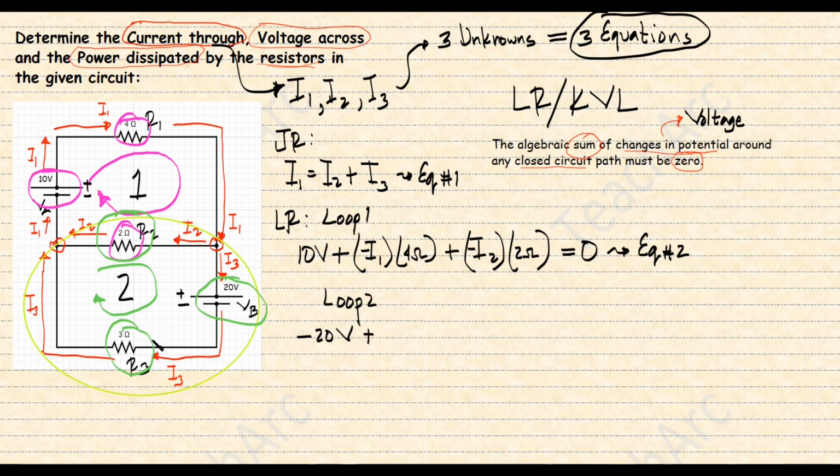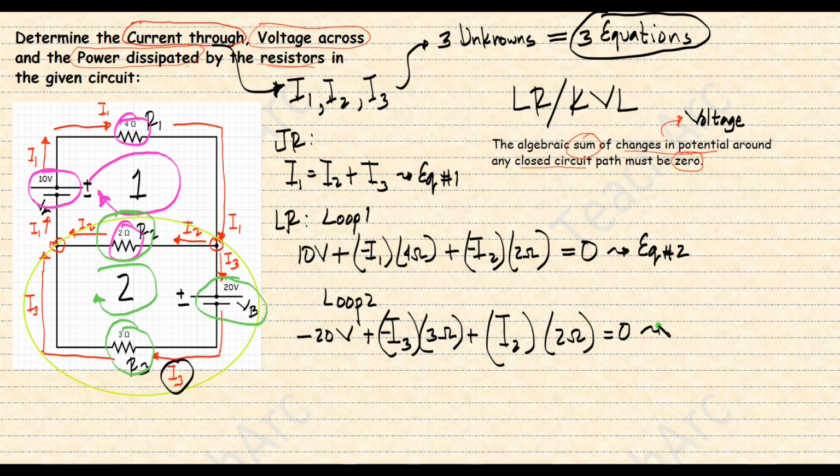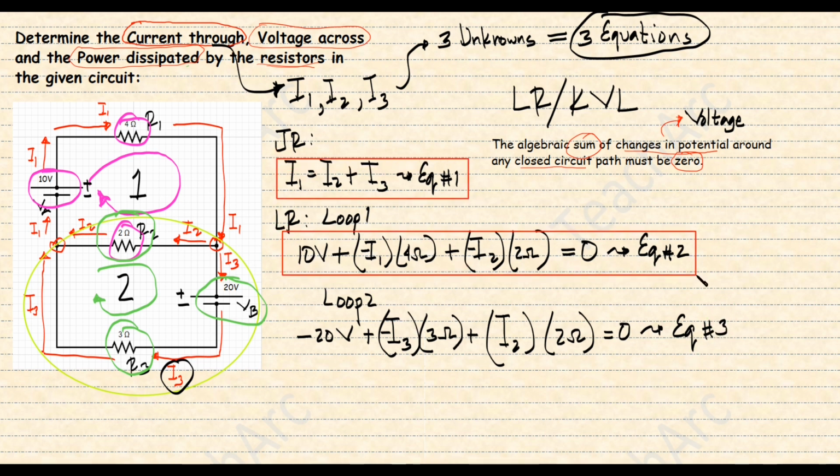I add that with the voltage across R3. Using V is equal to IR, we have I3 times 3 ohms. I3 is the same direction with the loop, so that would be negative. And lastly, at resistor number 2, that would be I2 times 2 ohms. This time it would be positive since the direction of I2 is opposite the direction of the loop. This is also equal to 0. Now we have our 3 equations.